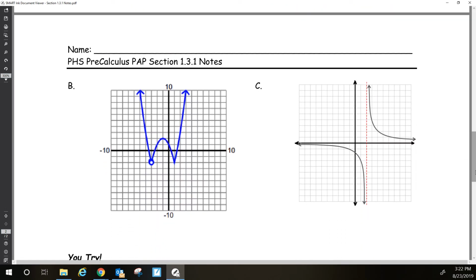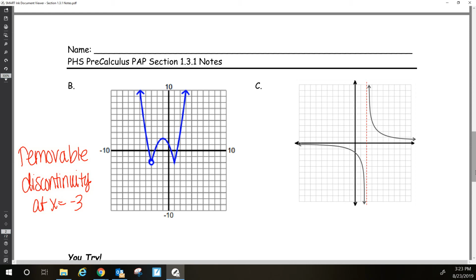All right, what kind do we have for B? There's a hole in that graph, so this is going to be a removable discontinuity. And this is at x equals, let's see, -1, -2, -3. -3.